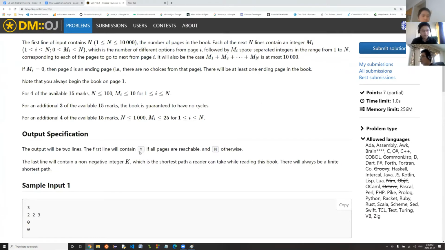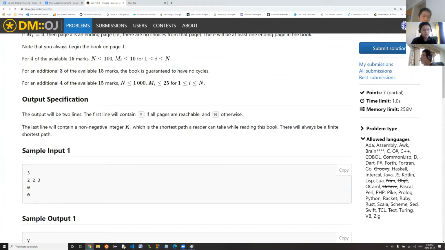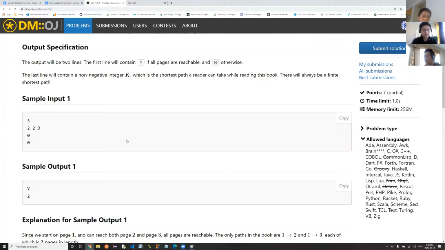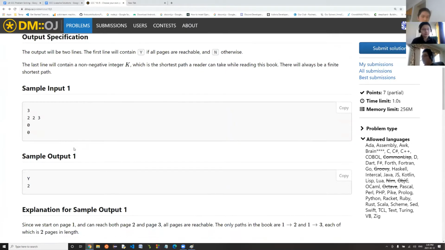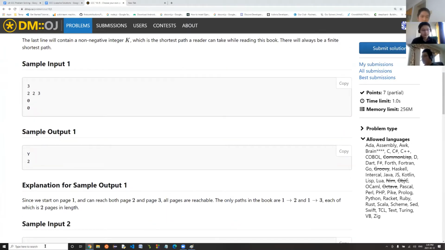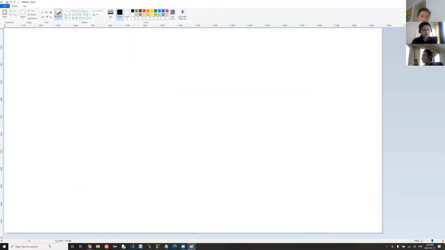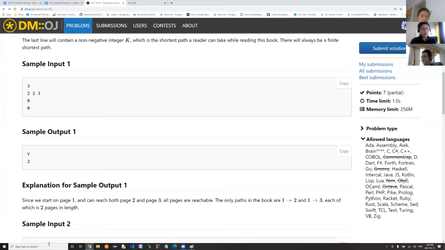So we need to know Y or N if it's reachable or not. And we also need to give a positive integer K, which is the shortest path. Okay. So now that we know what we need to give, let's look at the sample input. The sample input is kind of your first hint towards solving the problem. If you don't understand the sample input, you can never do the problem. You have to understand this first.